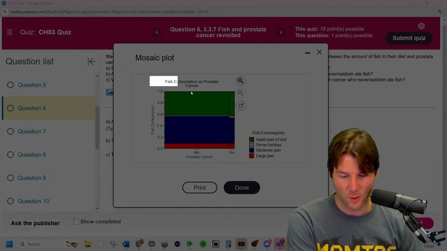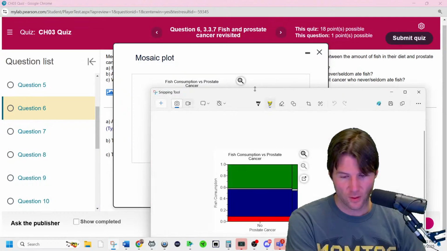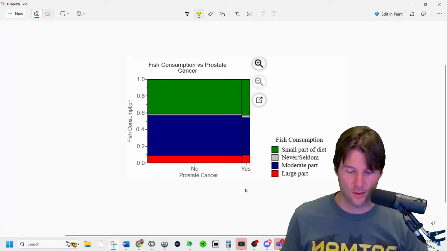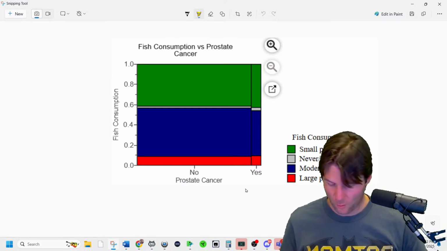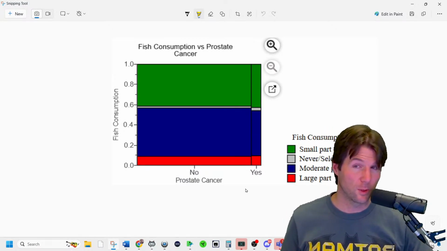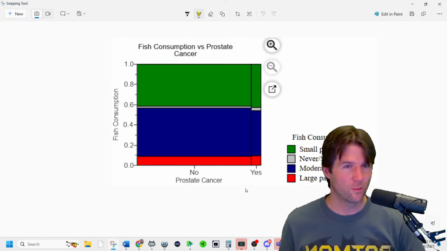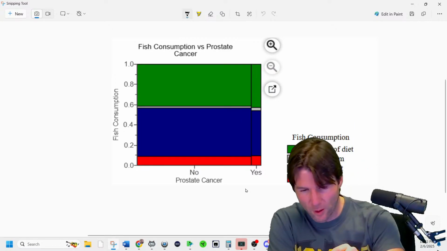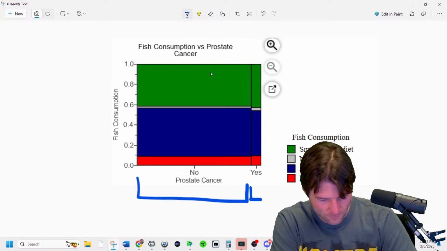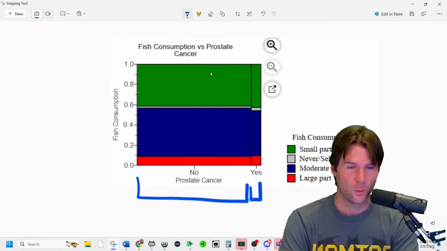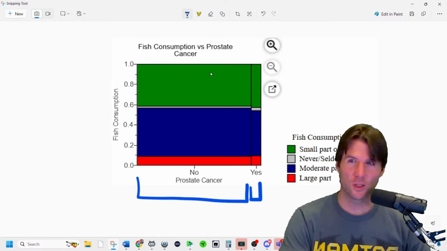Think of a W word: the width of a bar determines the percentages for each of these variables. The width of the bar determines the marginal distribution.